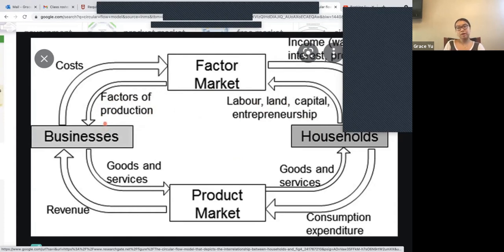So the factor market is essentially whatever households are providing to businesses. Think about it as more of like the resource market. Yeah, so this would also be called the resource market. And so it's essentially households giving resources to the businesses. So that's on one end, right?